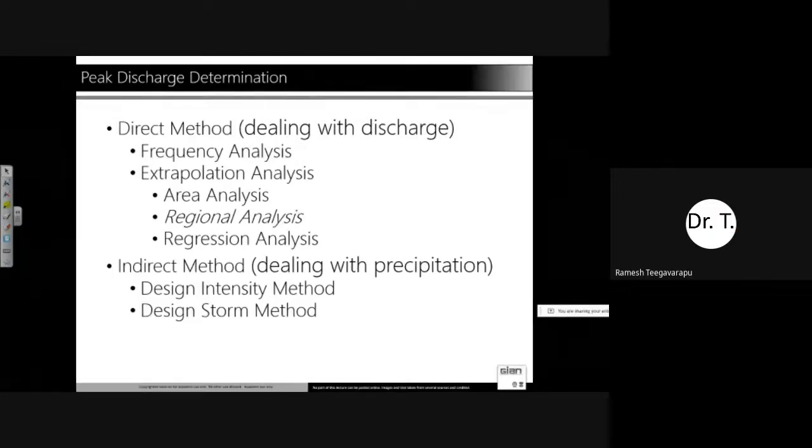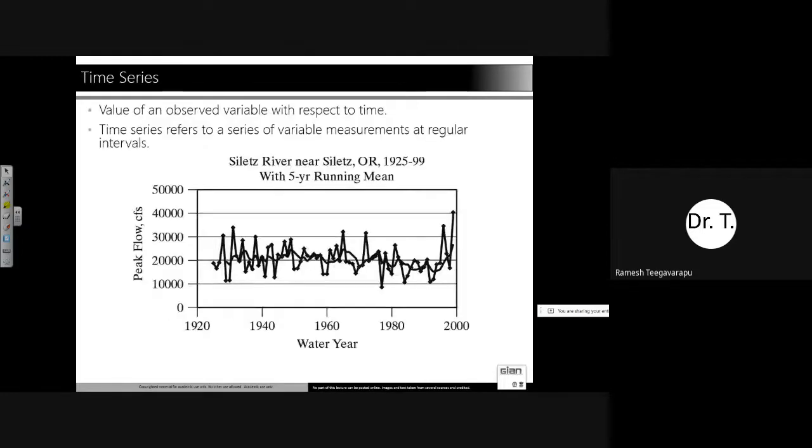So in case of peak discharge estimation, we can do a frequency analysis, or we can do what we call extrapolation analysis. When I say extrapolation analysis, obviously, I'm not dealing directly with one site. I'm dealing with multiple sites. So either we do area-based analysis, regional analysis, or regression analysis, so that we can get to the peak discharge. The indirect method, which we have already discussed, is called the design intensity method or design storm method, depending upon how you use it. Design intensity method is nothing but your rational method. And design storm method is trying to get the storm depth and then use it in your simulation models.